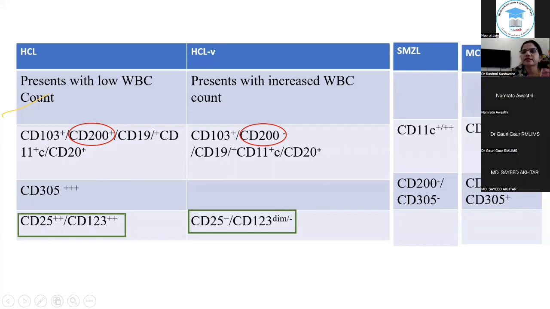And of course, another category is mantle cell lymphoma. These mantle cell lymphoma cases can also be CD11c positive, CD200 negative, and CD305 positive. And of course, when we get the trephine section, we have to put cyclin D1 or SOX11 to check for the presence or absence of these markers to classify it as mantle cell lymphoma.